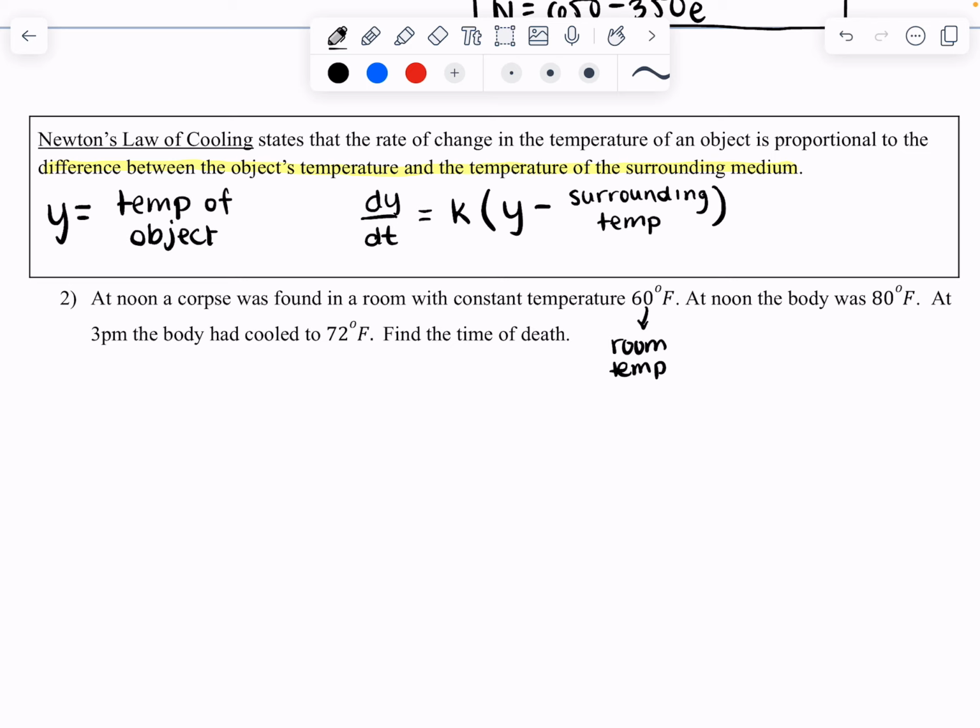All right, maybe it was a natural death. Maybe it's not a crime, but it's a little more fun if it's a crime. Okay, so here we go.